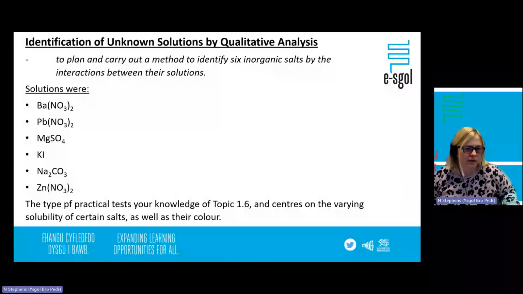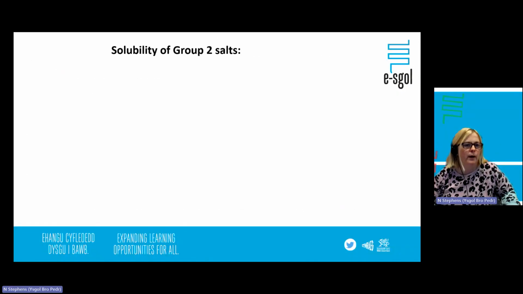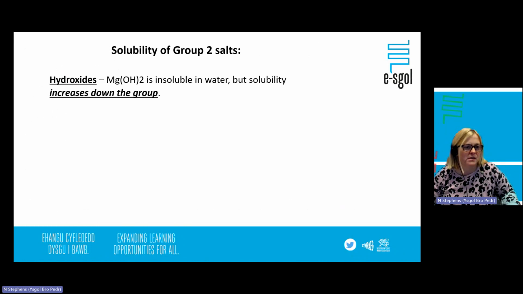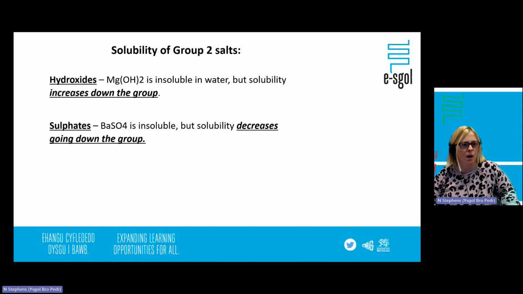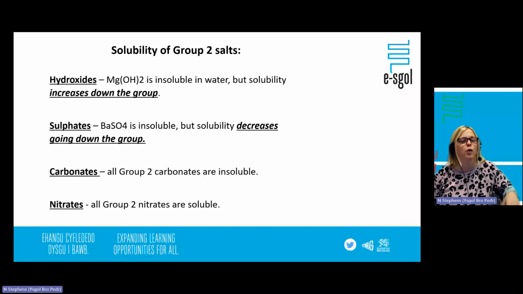But at its core, this type of practical was actually focusing on your knowledge of unit 1.6 and centres quite a lot on the varying solubilities of certain salts, as well as their colour. Okay, so we know from unit 1.6 in year 12 that the hydroxides become increasingly more soluble as you descend group 2. We know that the sulfates are the counter argument, so they become progressively less soluble as you descend group 2. The carbonates are all insoluble, of course, and the exact opposite argument again is that the nitrates of group 2 are all soluble.